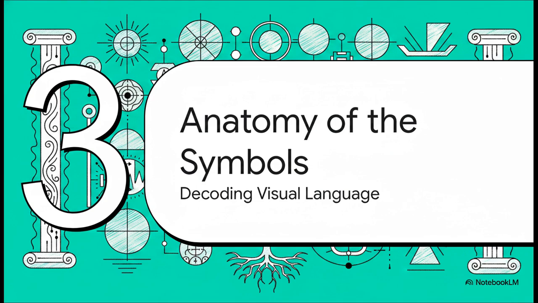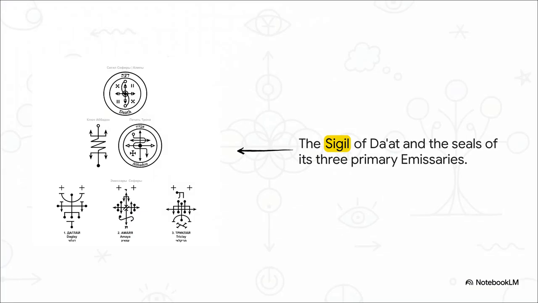All right, Section 3, anatomy of the symbols. So now that we've got a handle on how that energy actually feels, we need to decode the visual language. Here we have the specific keys to this realm. The central sigil of Da'at, sitting right alongside the distinct seals of its three primary emissaries, Deglay, Amaya, and Tricklay. Now look, if you're relatively new to this specific framework, don't let these complex geometric seals freak you out. In a practitioner's manual, we aren't just here to stare at pretty symbols, we're here to use them. We're going to break down these emissaries into highly functional, working gears in a machine.